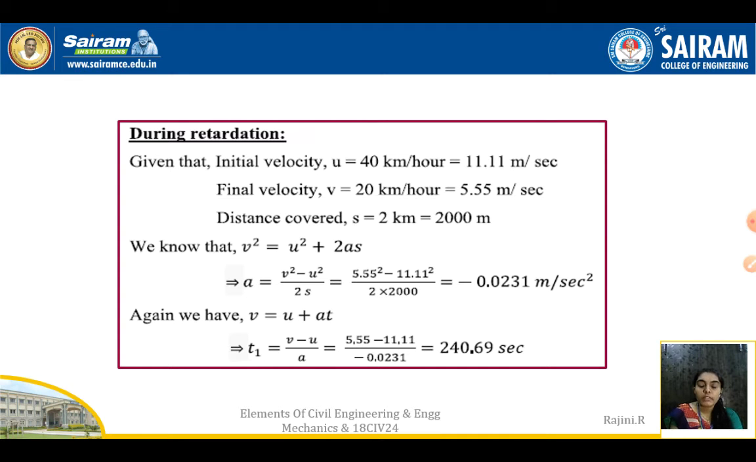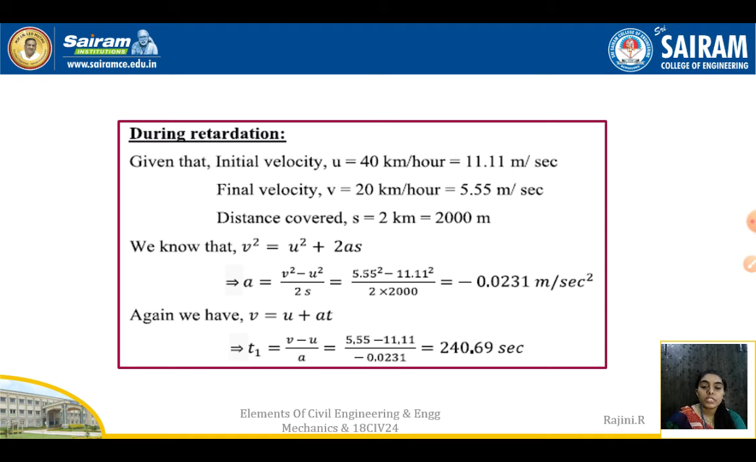We know that here I'm taking the v square is equal to u square plus 2as formula. So a, that is acceleration, is equal to v square minus u square divided by 2s. So here v square, that is final velocity, will be 5.55 square, minus initial velocity, that is 11.11 square, divided by 2 into s. S means the distance covered, that is 2000. The acceleration you are getting is negative, that is retardation, so minus 0.0231 meter per second square.